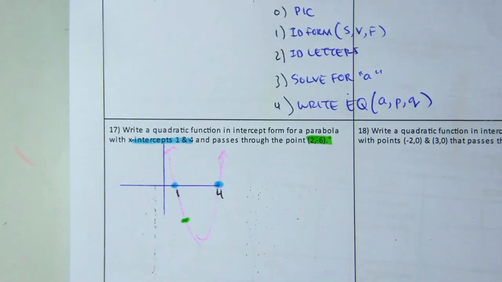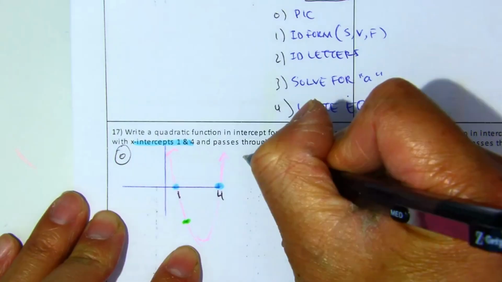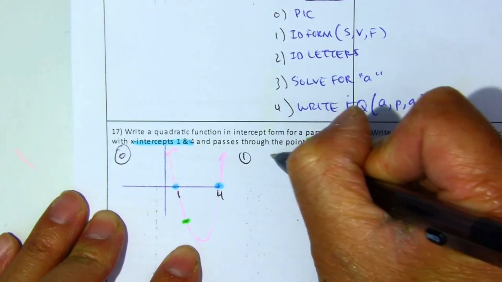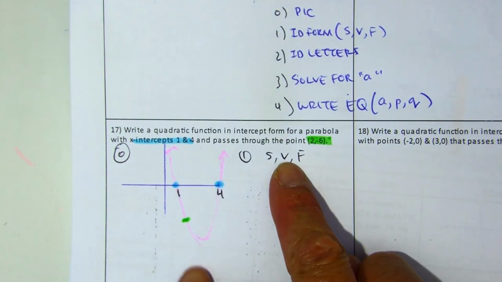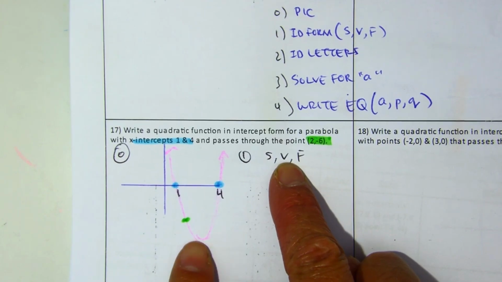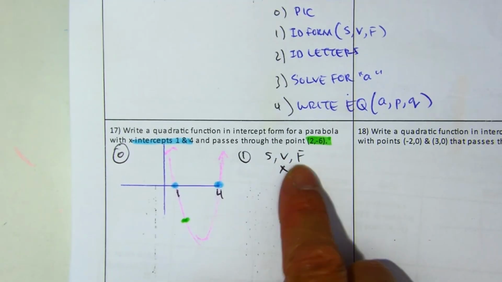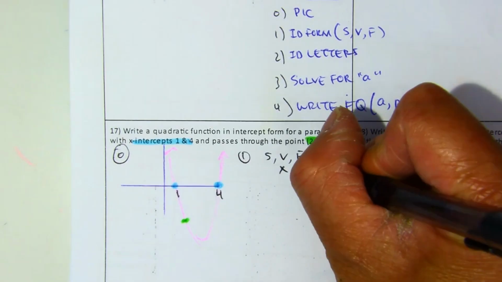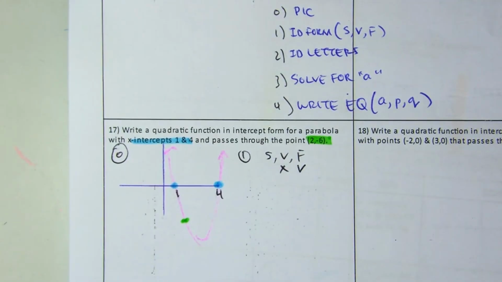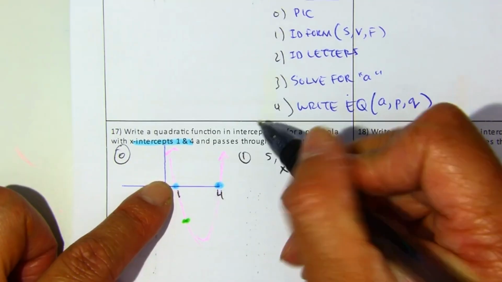Okay, so step 0, we have a picture. Step number 1, I want to ID the form: S, V, or F. It would be a V if I had a point here at the minimum. Class, do I have an ordered pair of numbers here? No, we do not. So it's not vertex form. It would be standard form if it's none of these, which would be kind of difficult to figure out. Factored form is if it has the x-intercepts. Put your finger on the x-intercepts. That's what tells you to use factored form. Step number 1, we identify the form.